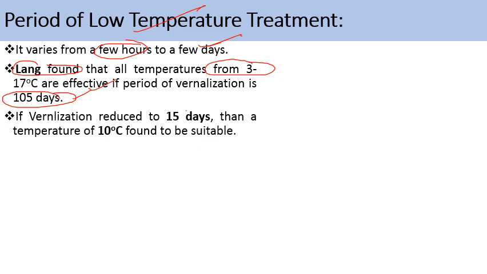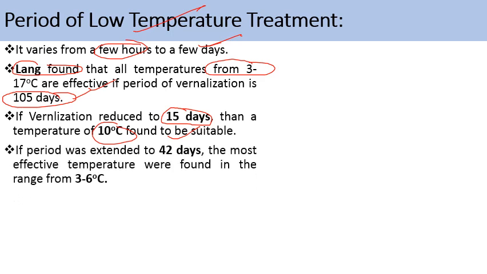If vernalization is reduced to 15 days, then the temperature of 10 degree Celsius was found to be suitable to induce the effect of this low temperature. If the period was extended to 42 days, the most effective temperatures were found to be 3 to 6 degree. So these are the various observations of Lang for different temperatures and the requirement of low temperature.